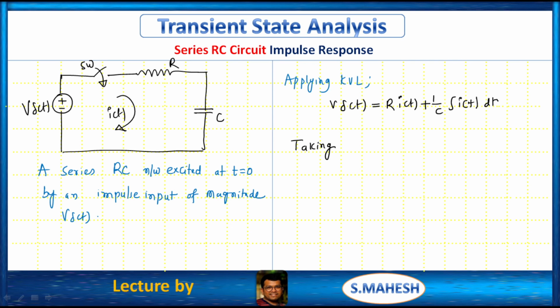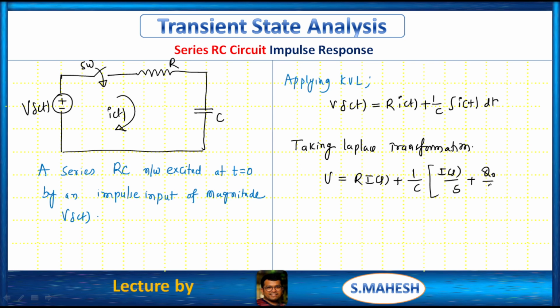Taking the Laplace transformation, we have V equals R into I of S plus, because the Laplace transformation of delta of T is nothing but 1, and I of T becomes I of S. Coming to the integration term, we have I of S by S plus Q naught by S. We know that initially the capacitor is not charged, therefore Q naught equals 0.